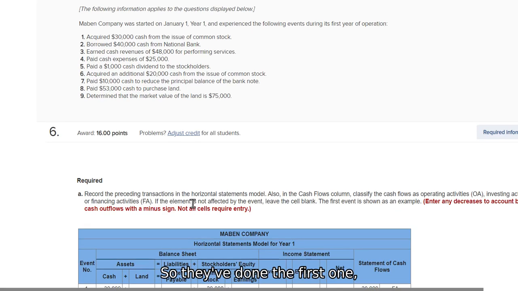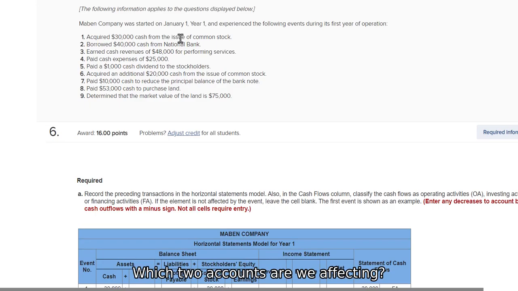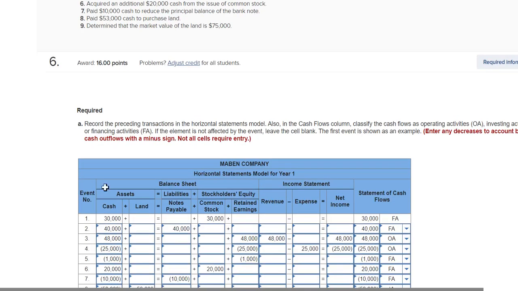So they've done the first one, acquired $30,000 cash from issuance of common stock. Which two accounts are we affecting? Cash and common stock, right? Cash increases, common stock increases. That is a financing activity. All right, it's an asset source.